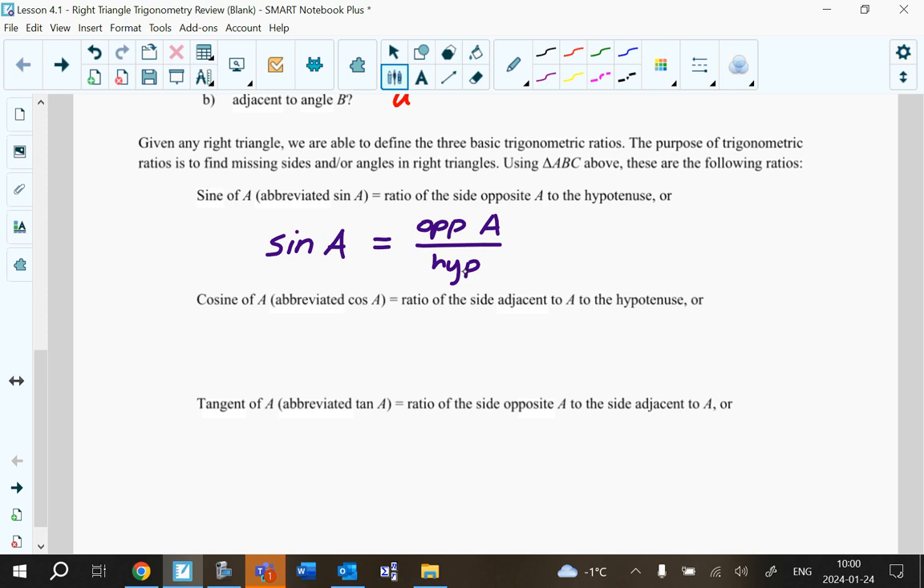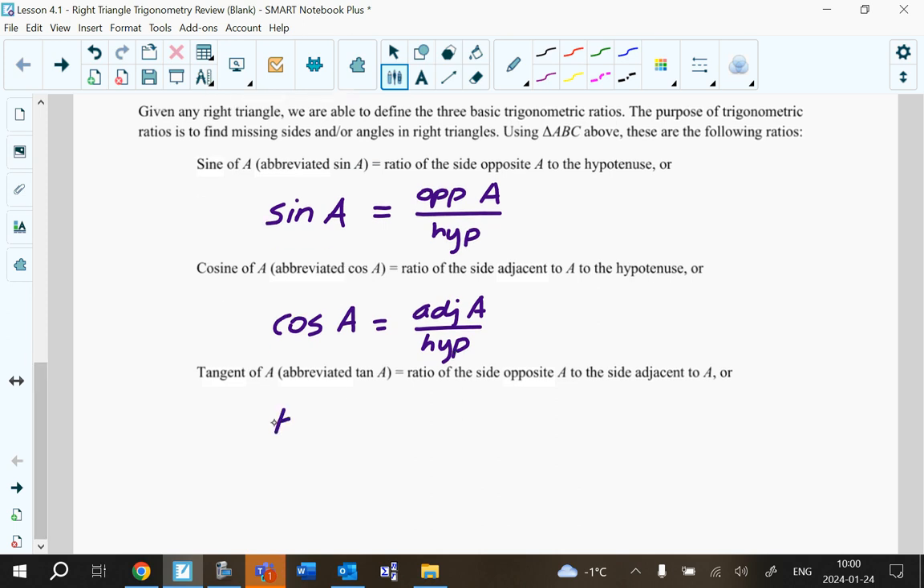The cosine of angle A will be the side adjacent to angle A over the hypotenuse. And the tangent, which we call tan of angle A, will be the side opposite angle A over the side adjacent angle A.